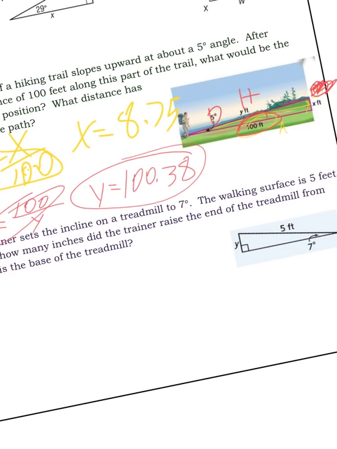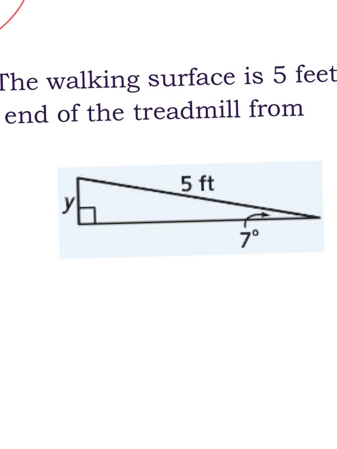A fitness trainer sets the incline on a treadmill at 7 degrees. The walking surface is 5 feet long. Approximately how many inches did the trainer raise the end of the treadmill from the floor? How long is the base of the treadmill? Okay. If you were figuring out the base of the treadmill, then there should be an x right there.